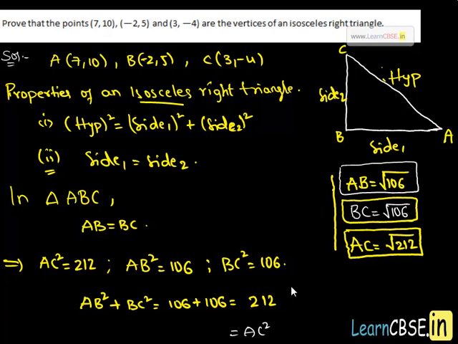Therefore, in triangle ABC, we have hypotenuse square, which is AC square, equal to AB square plus BC square, and two sides are equal. Therefore, we can say that A, B, C are vertices of an isosceles right angle triangle.